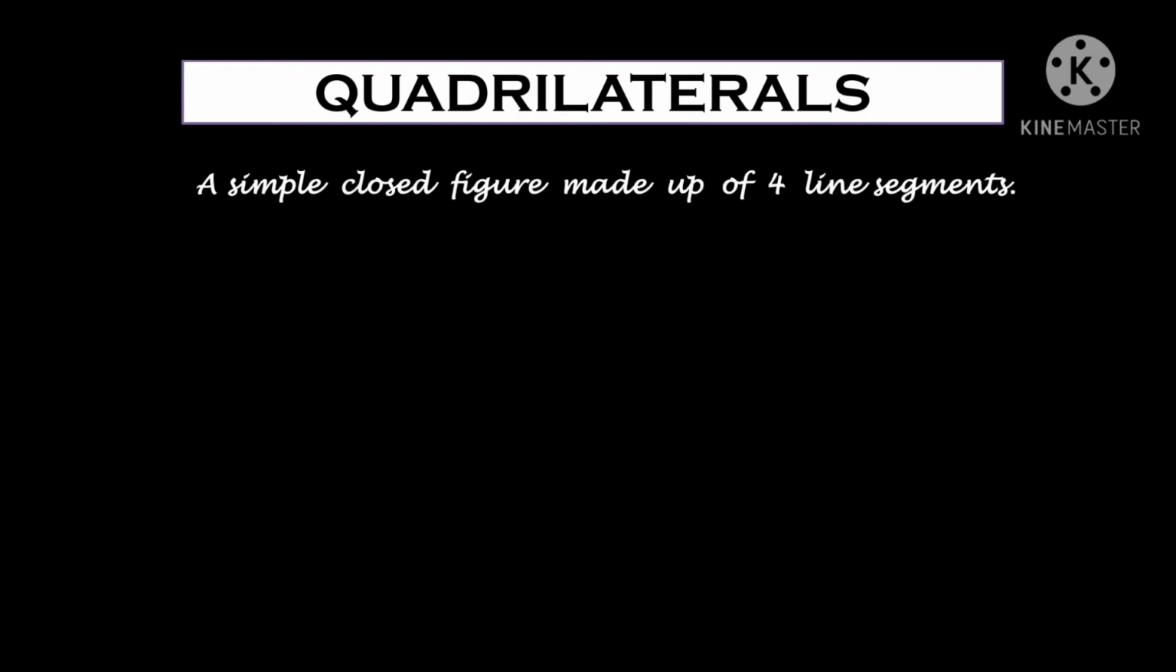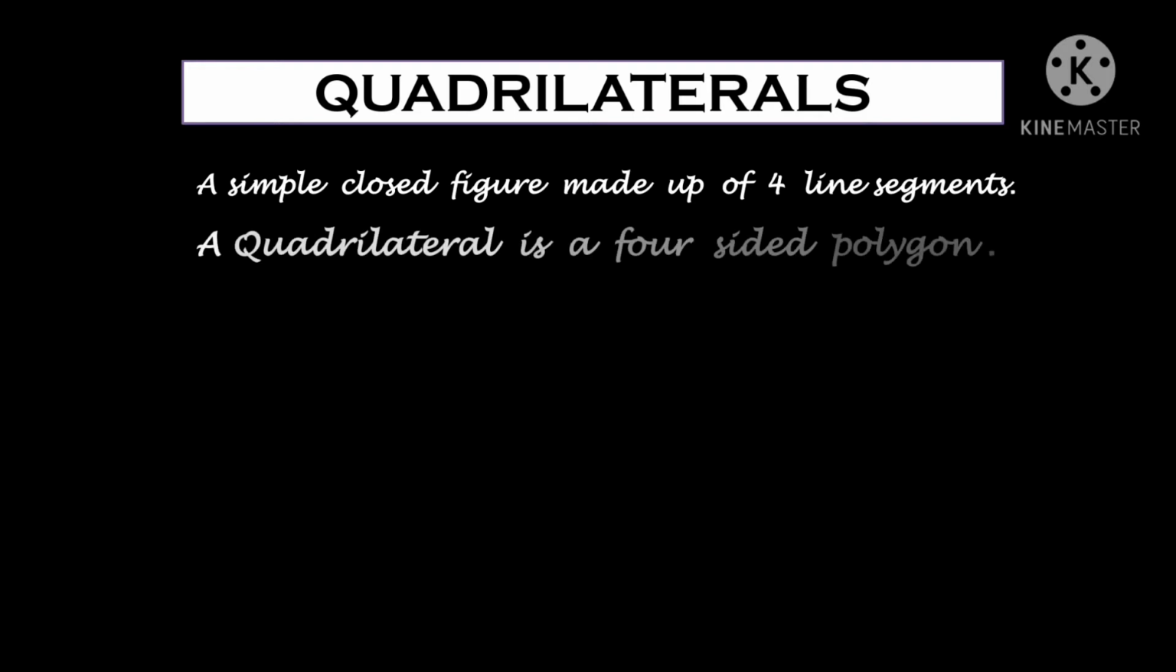A quadrilateral is nothing but a simple closed figure made up of 4 line segments. So it can be said as it is a 4-sided polygon. As we know, polygon means any simple closed figure made up of line segments. Here, as they are made up of 4 line segments, it is a 4-sided polygon. Quad means 4 and lateral means sides, so 4-sided polygon.